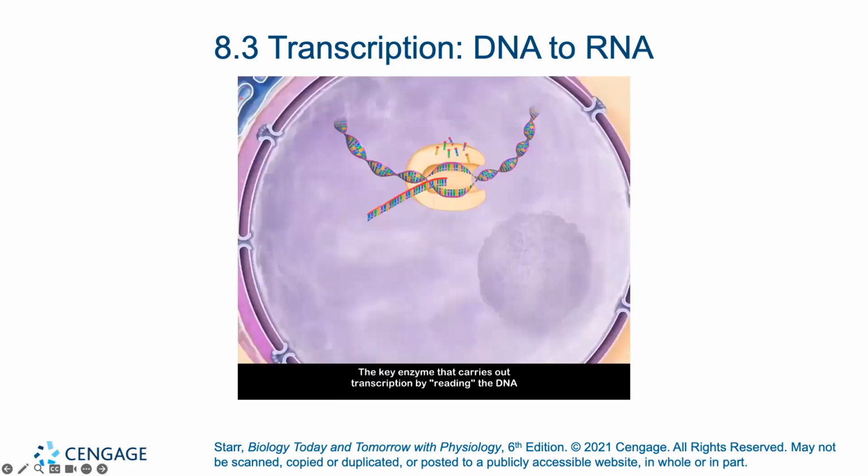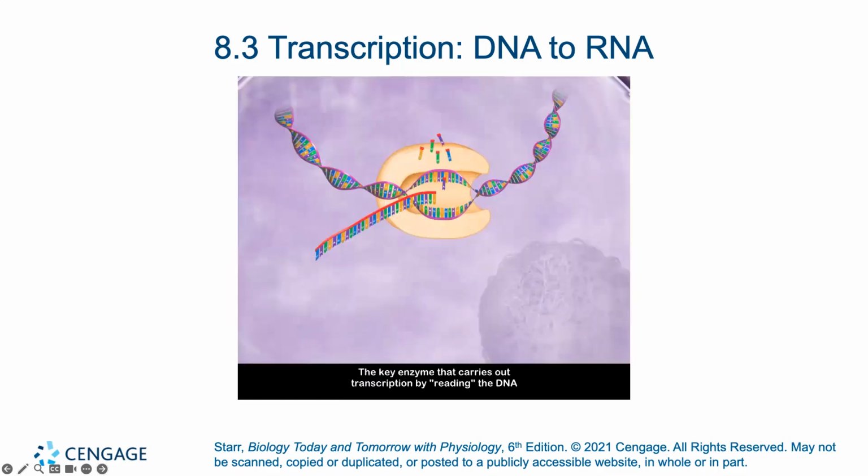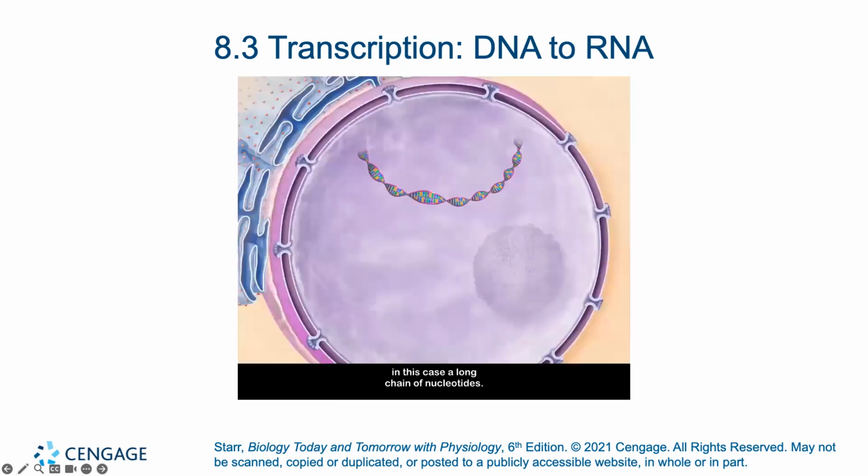The key enzyme that carries out transcription by reading the DNA template and building a complementary mRNA is called RNA polymerase. The name is easy to remember because you know that the enzyme synthesizes RNA and that a polymer is a long chain of subunits, in this case, a long chain of nucleotides.